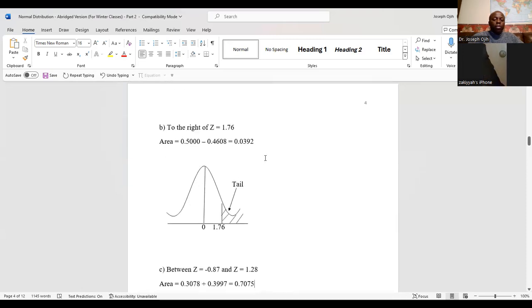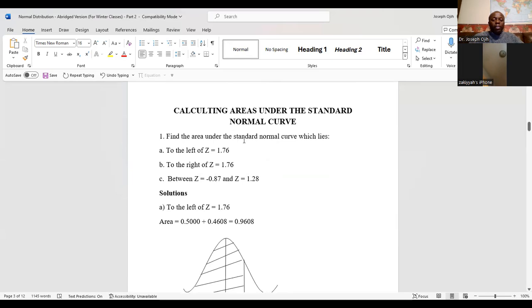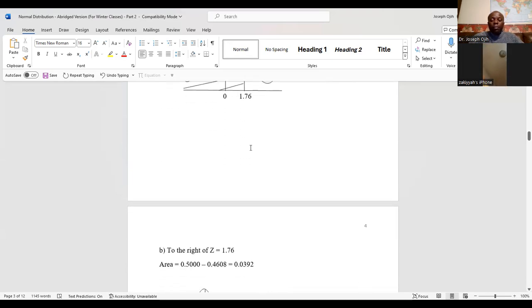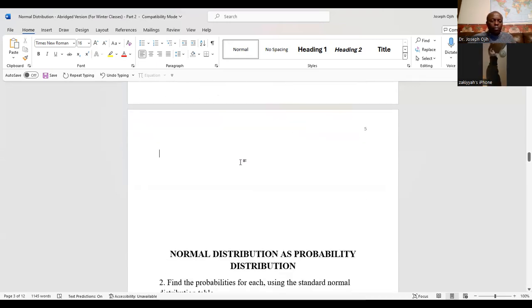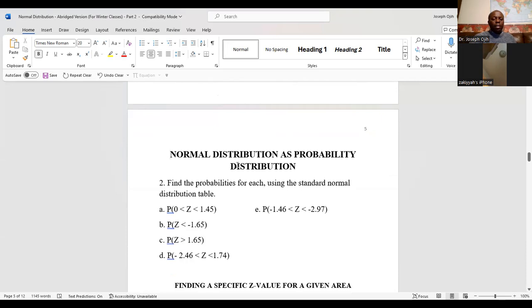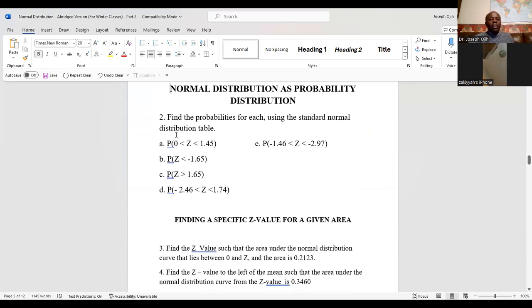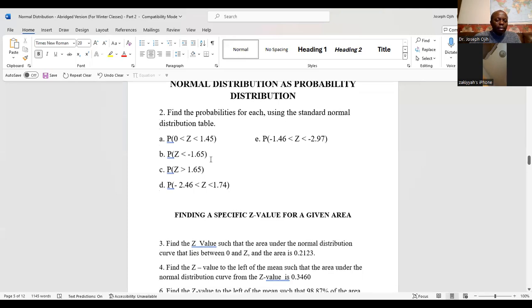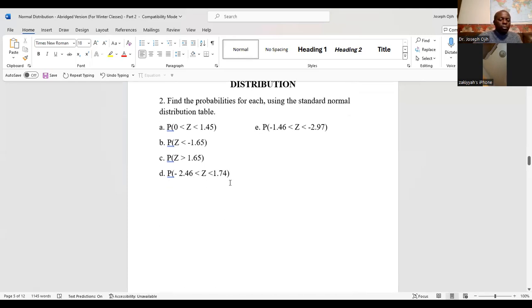They can ask you to find the area, or they can ask you to find the probability. Either way, that is the same process. Like the one I'm about to do now, it says normal distribution as a probability distribution. In this case it said find the probabilities for each using the standard normal distribution. So it's the same as asking you to find the area, the same type of question we did a few minutes ago. We're gonna solve only two of them since they are the same. Let me do part A.